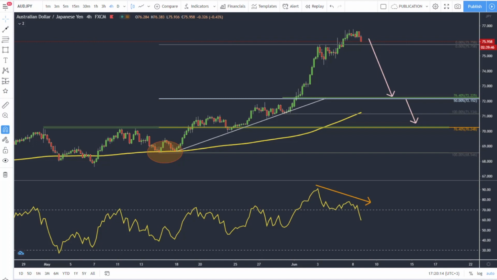In today's video, we will be looking at the Australian dollar versus Japanese yen. But we had already two ideas previously on the Euro New Zealand dollar and New Zealand dollar Swiss franc. Let's have a look at them.